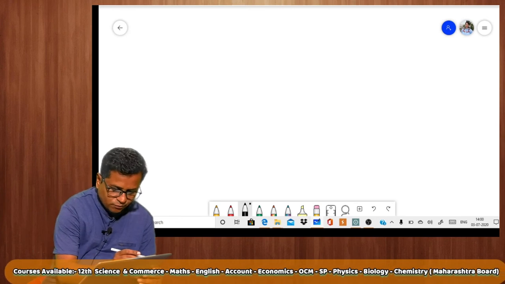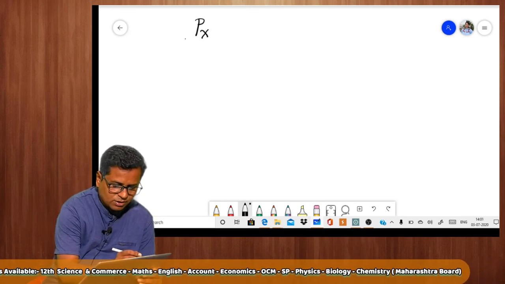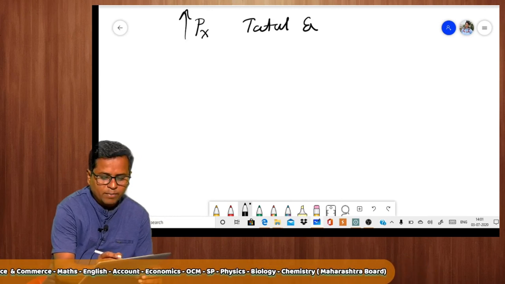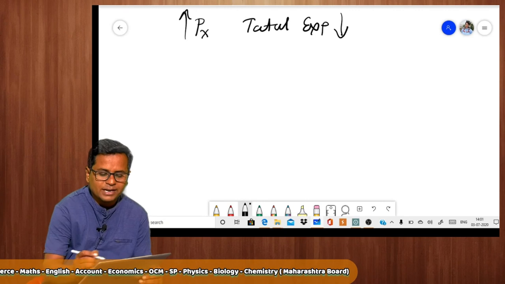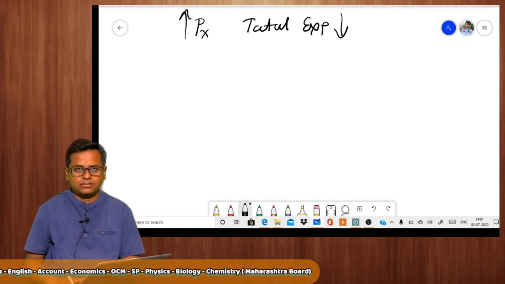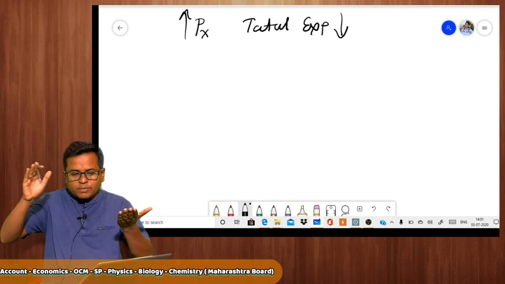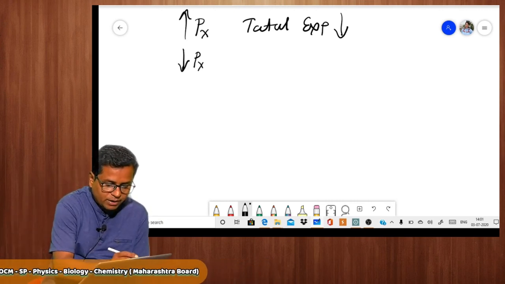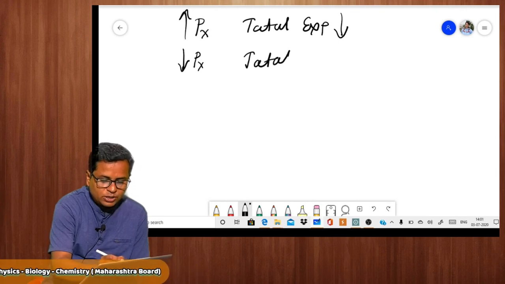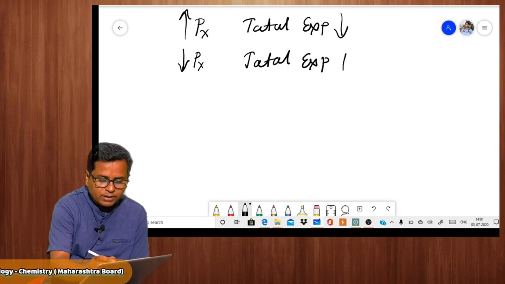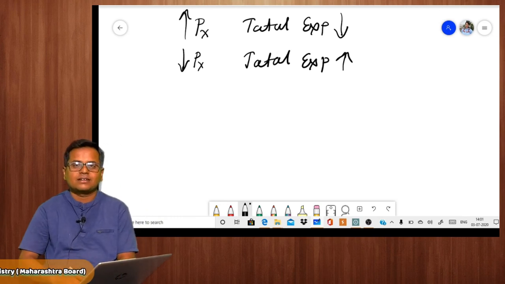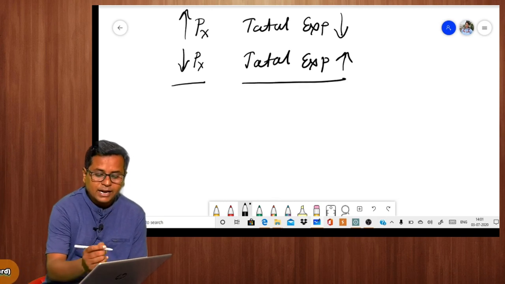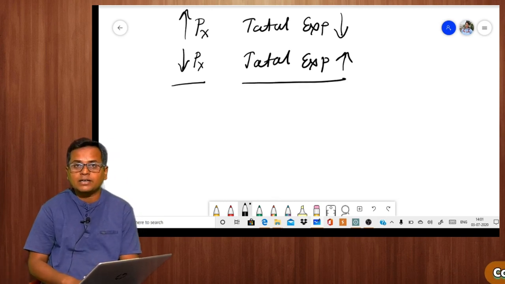It means with a rise in price of a commodity, the total expenditure made on the commodity falls down. Due to rise in price, expenditure made on a commodity falls. And due to the fall in price, total expenditure made on a commodity rises. These are the inverse relationships between price of a commodity and expenditure made on a commodity.